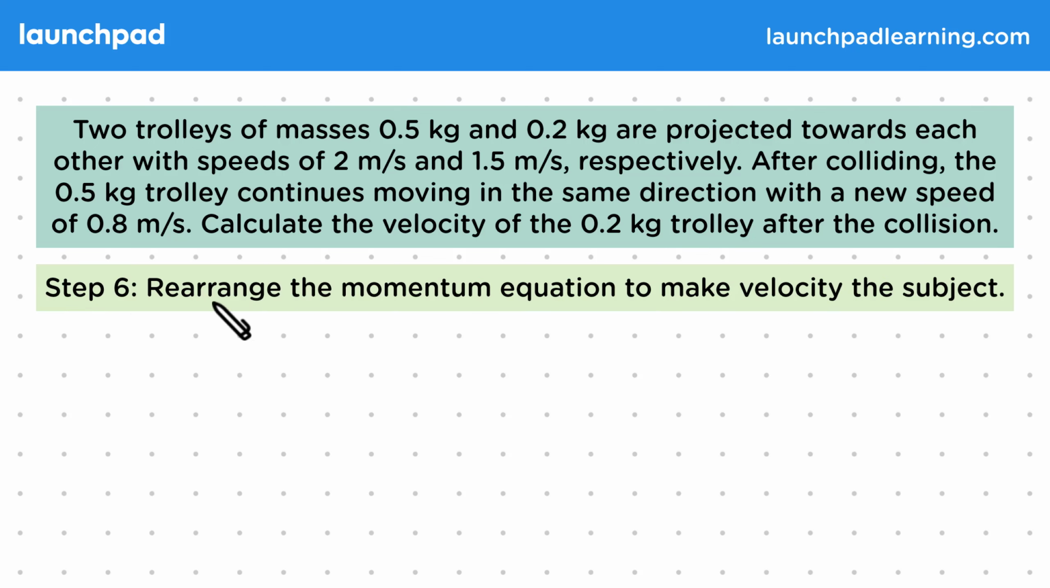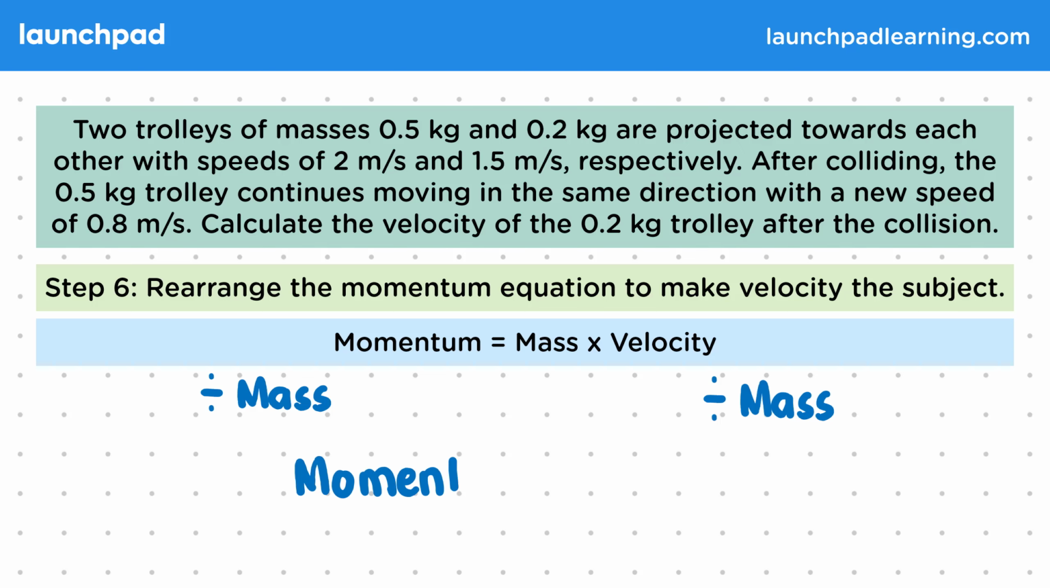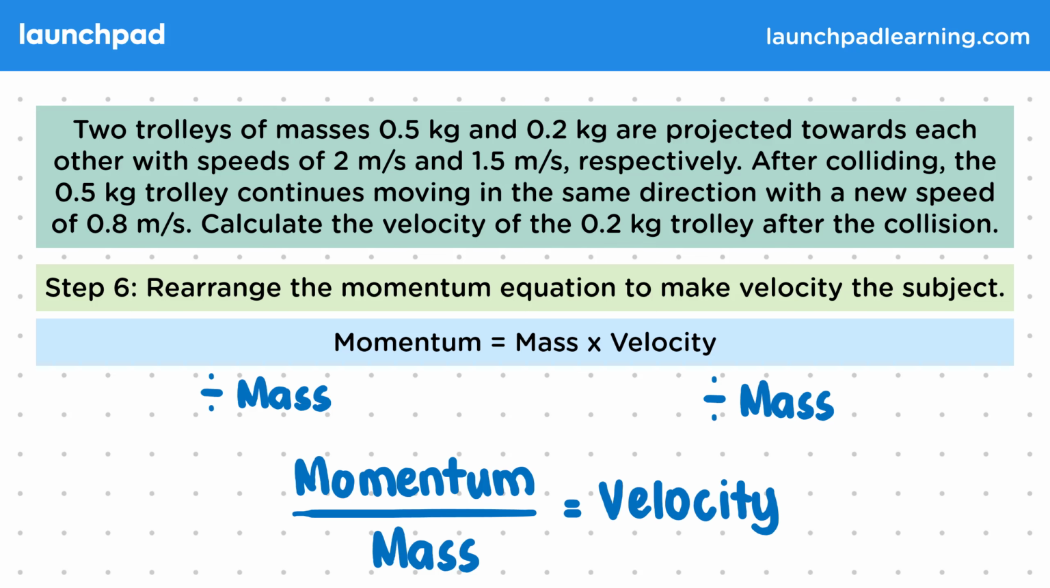In step 6, rearrange the momentum equation to make velocity the subject. So we have that momentum equals mass times by velocity, and in order to make the velocity the subject, we have to move mass to the other side. This is done by dividing both sides by mass, since we're multiplying the velocity by this. This gives us that momentum divided by mass is equal to the velocity.